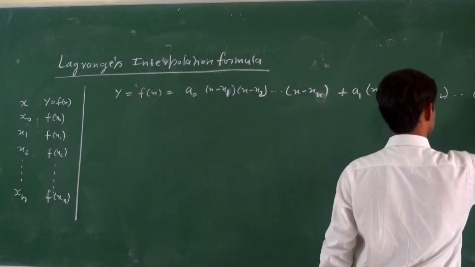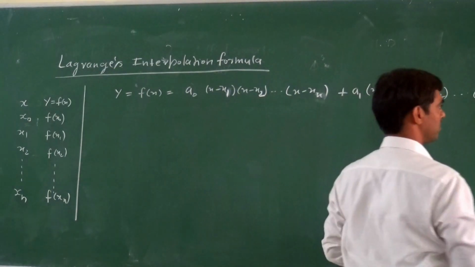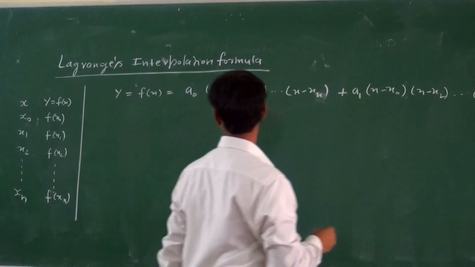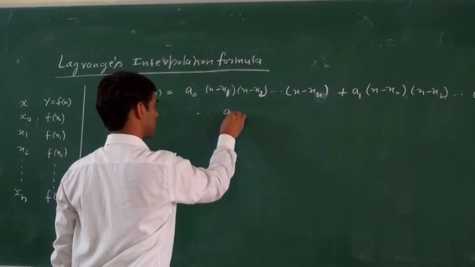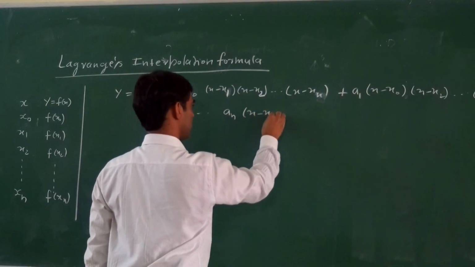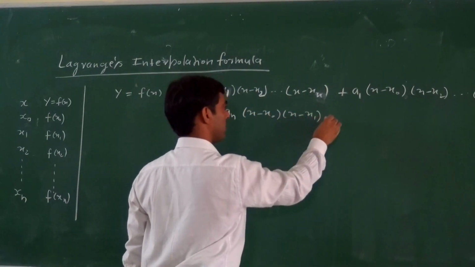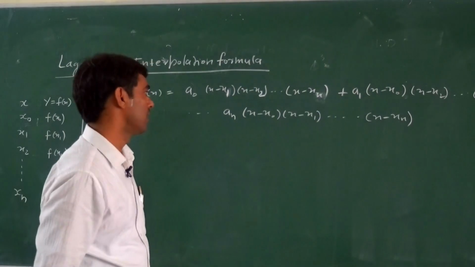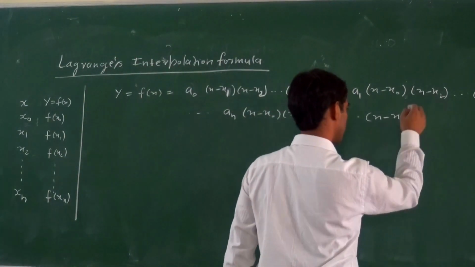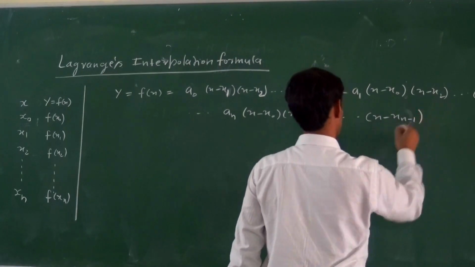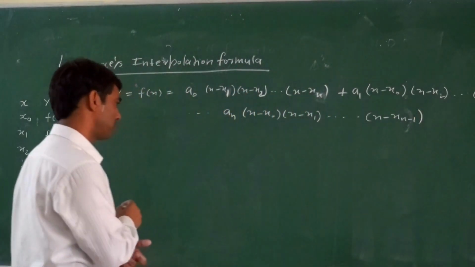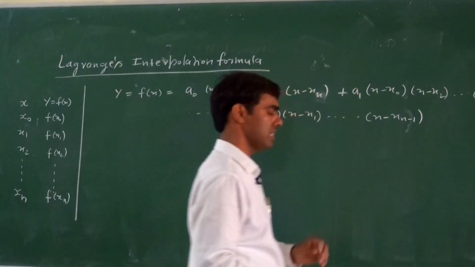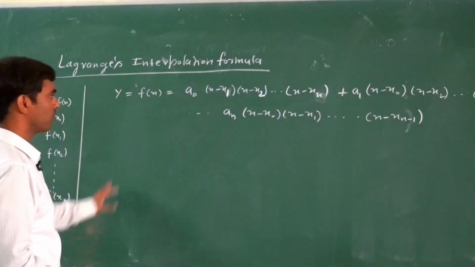Similarly, here x minus xn is missing, so the degree of this term is also n. In this manner, the nth term becomes an times x minus x0, x minus x1 up to x minus xn minus 1, because x minus xn is missing. So this is a polynomial of degree n.